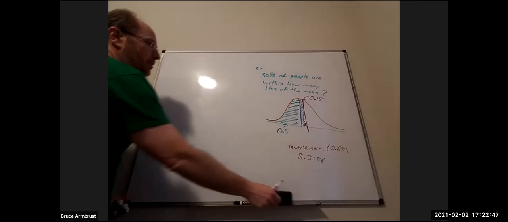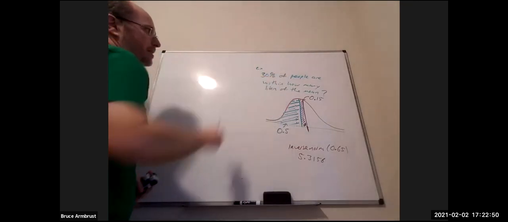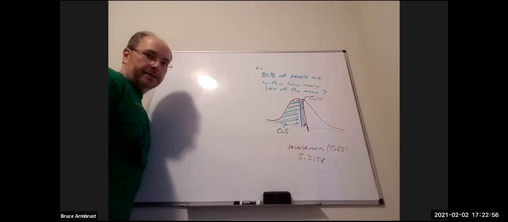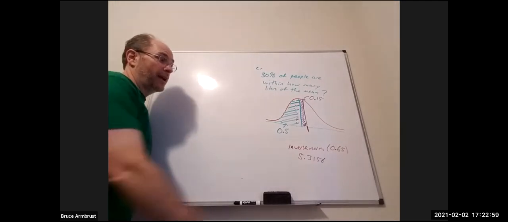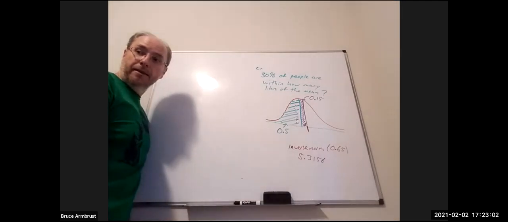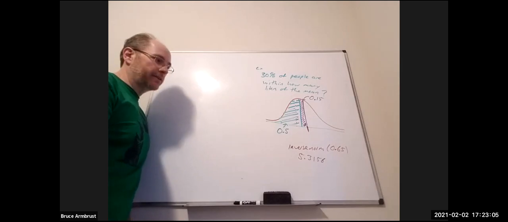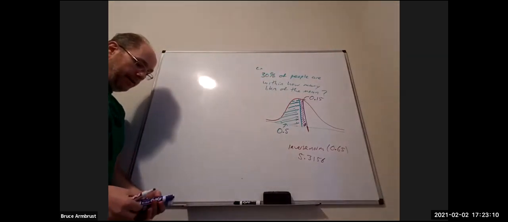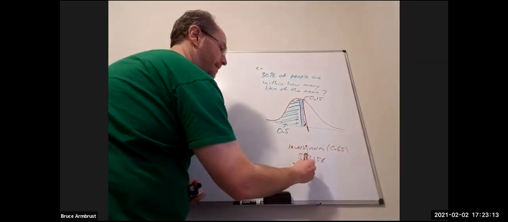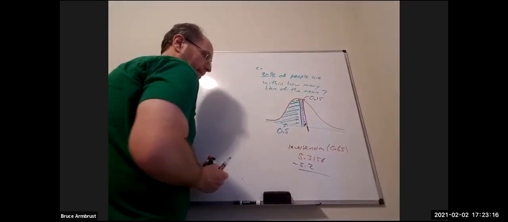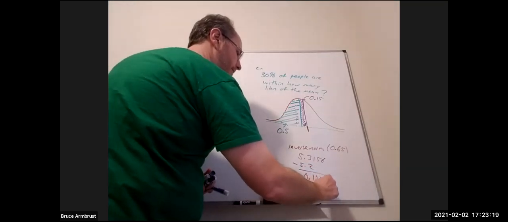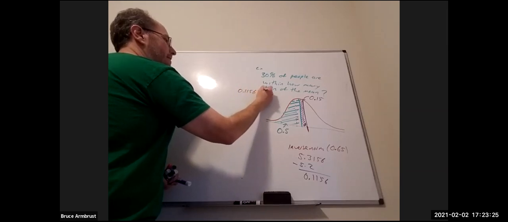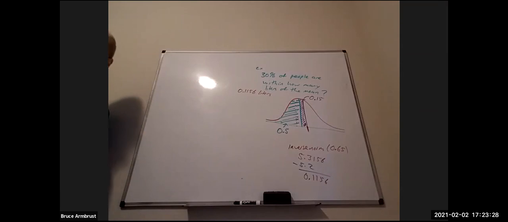Okay. So the answer to our question, right? 30% of people are within how many liters of the mean? That's not this answer. We're not 5.3 liters away from the mean. This is how many liters we have to be at that point. If I want to find out how many liters from the mean we are, I have to subtract my mean. And what I get is 0.1156. So the answer to this question is 0.1156 liters.